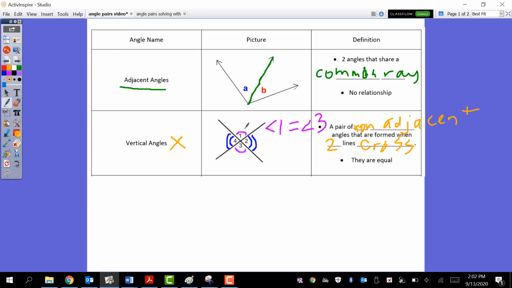But angle 1 and 3 are not the only pair of vertical angles in this picture because the other two angles are also vertical. So that means they are also equal. So angle 2 equals angle 4. They're the same. You're going to be using vertical angles a lot, so you have to know it's the ones across from each other and they're equal.